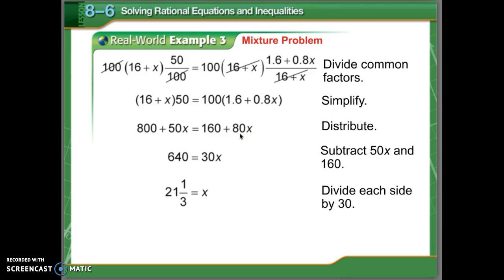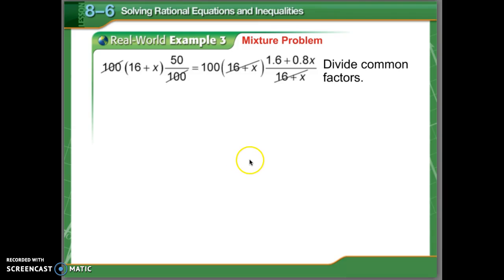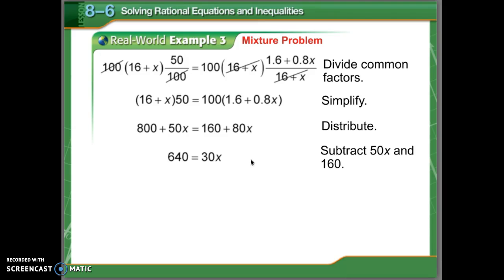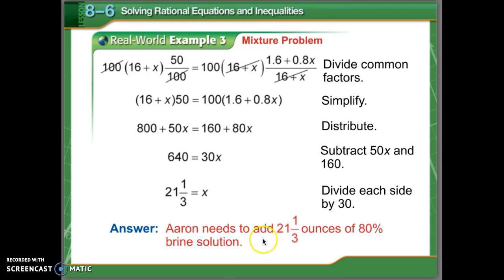And then just following basic Algebra 1 principles of solving equations, you're going to get all the x's on one side, you have 30x, get all your plain numbers on the other side, you have 640. Divide by 30, you're going to get 21 1/3, or 21.3. And so this tells us that Aaron needs to add 21 1/3 ounces of the 80% brine solution to his mixture in order for his new solution to have a final percentage of 50% brine in it.